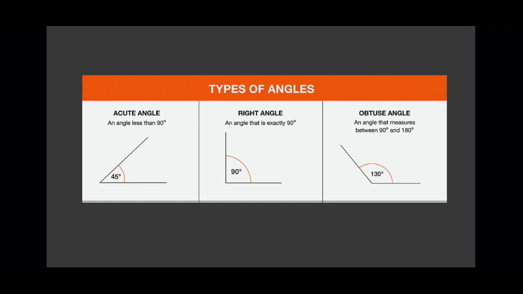Now there's three types of triangles: an acute triangle, a right triangle, and an obtuse triangle. And we get those names, of course, because we're classifying triangles by their angles. So let's take a look at how we can classify triangles by their angles.